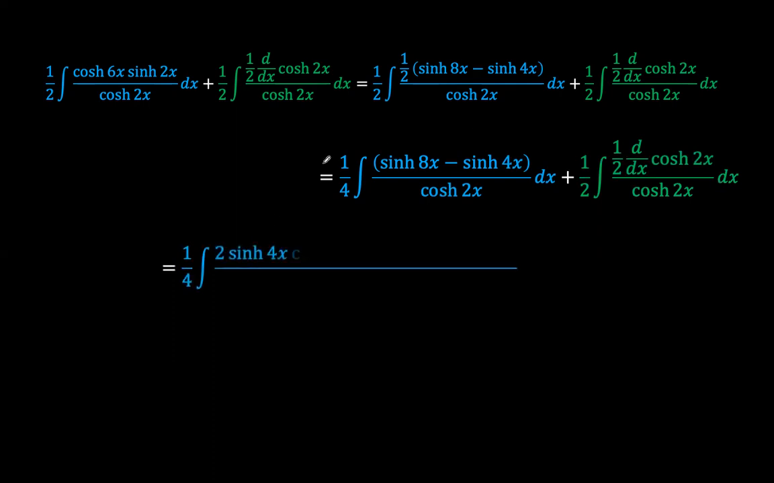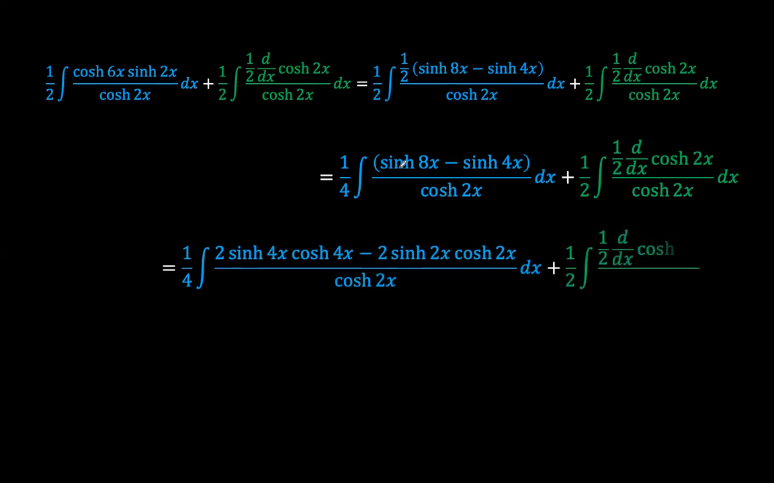What that means is that we have a quarter, because this half goes out, we have a quarter of 2 sinh 8x minus sinh 4x. Now, I won't go into the details, but sinh 8x is the same as twice sinh 4x cos 4x, and sinh 4x is the same as 2 sinh 2x cos 2x.